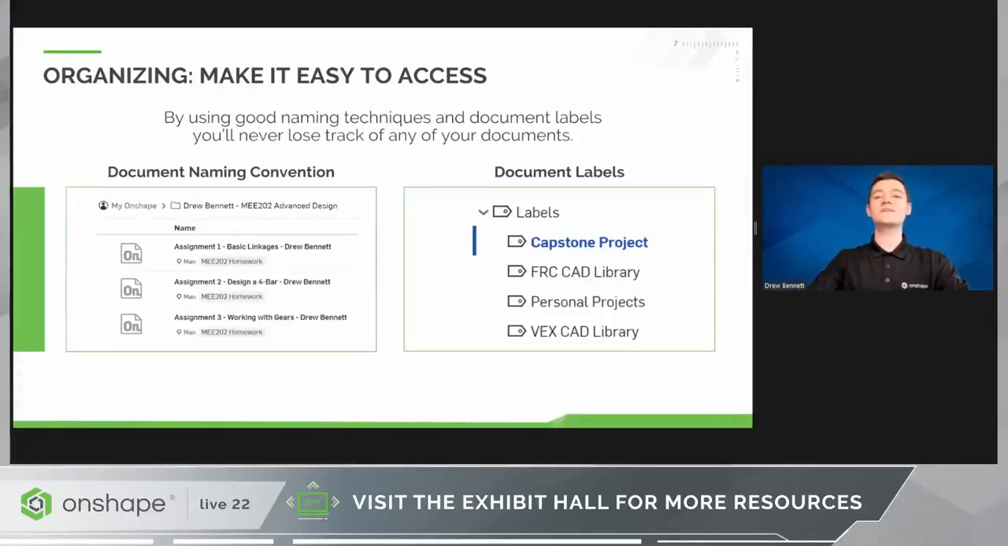Next up is organization, because we need to make sure that all of our documents are easy to access. By using good naming techniques and utilizing document labels, you will never lose track of any of your work. So I have 2 tips in this topic. My first is my recommendation for a document naming convention, and the second is how you can implement and utilize document labels.